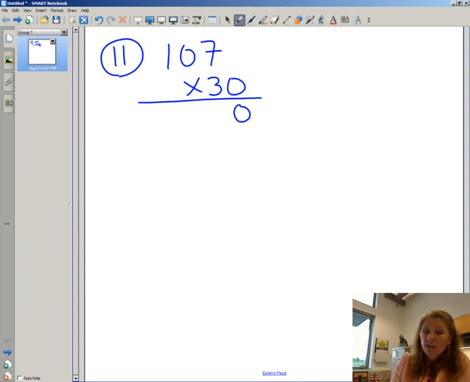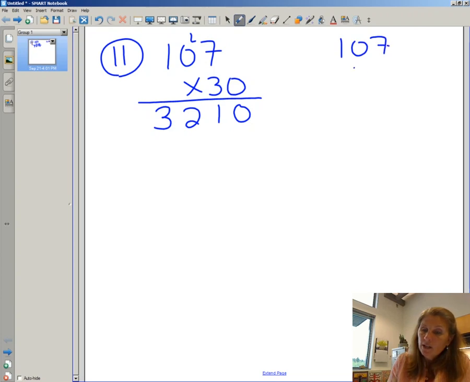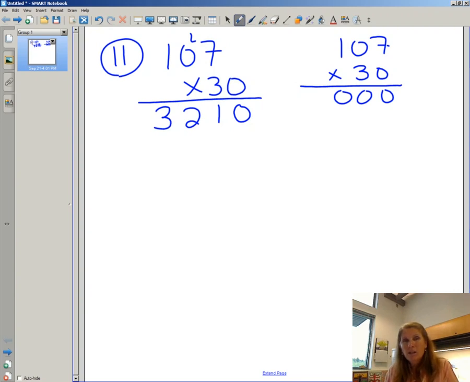3 times 7 is 21. 3 times 0 is 0, plus 2 is 2. 3 times 1 is 3. So that's 3,210 gallons of water in a month. What if I hadn't shifted that over? What does it look like? Well, if I didn't shift it over, I would do this. 0 times 7 is 0. 0 times 0 is 0. 0 times 1 is 0. That's the value, no value on that row.